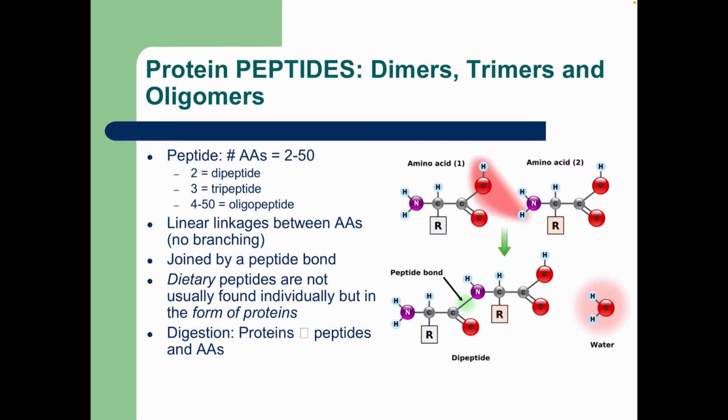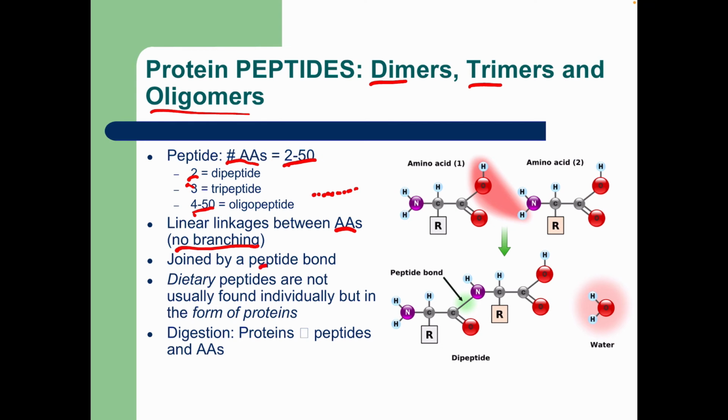So we'll talk about our dimers, trimers, and oligomers. For peptides, we can basically distinguish them by the number of amino acids, from 2 to 50. So again, a dipeptide is 2, a tripeptide is 3, and 4 to 50 is an oligopeptide. There is linear linkage between amino acids, and there's no branching. So this one we have that polypeptide chain.